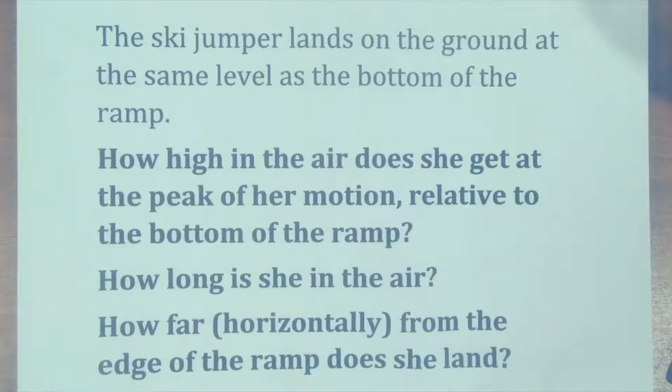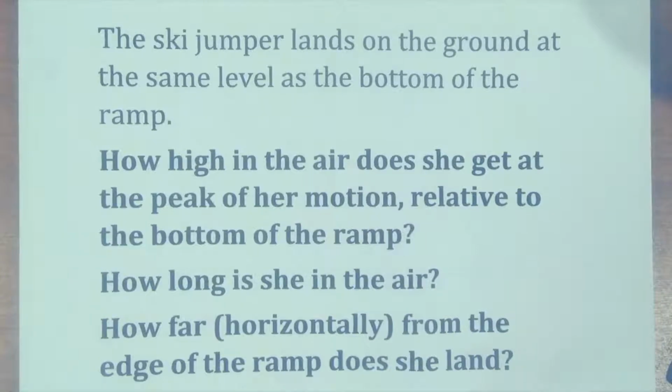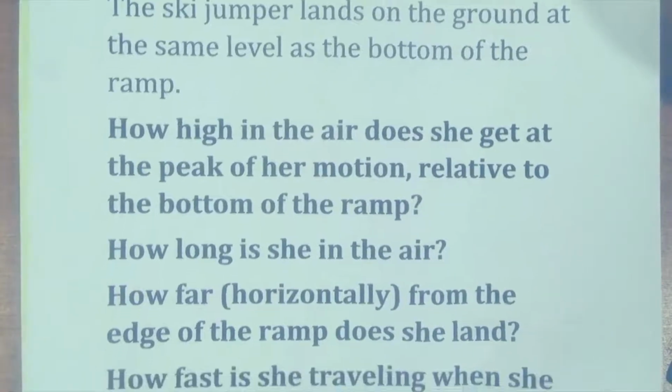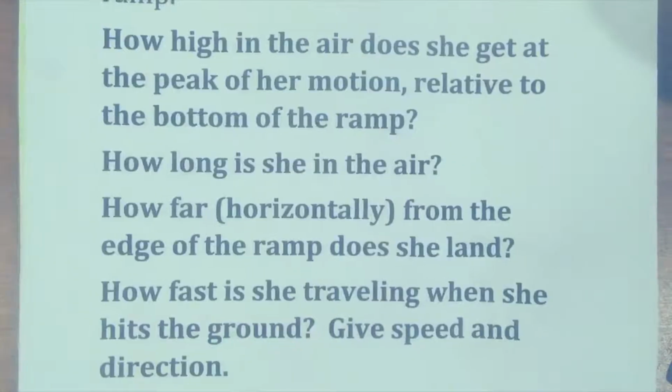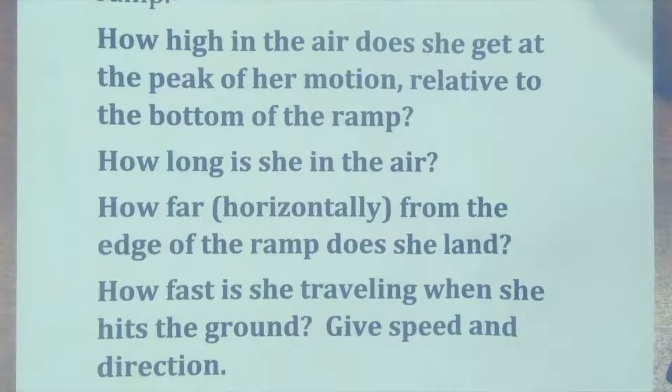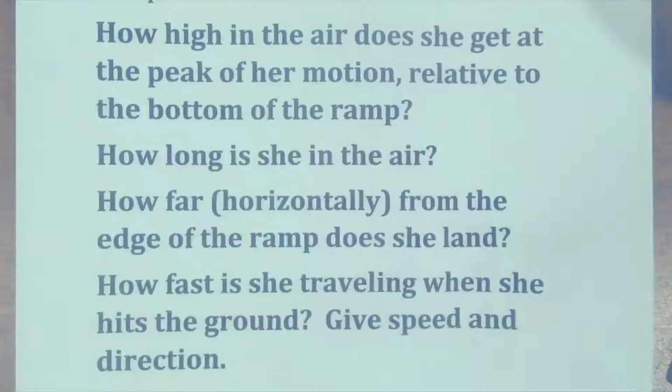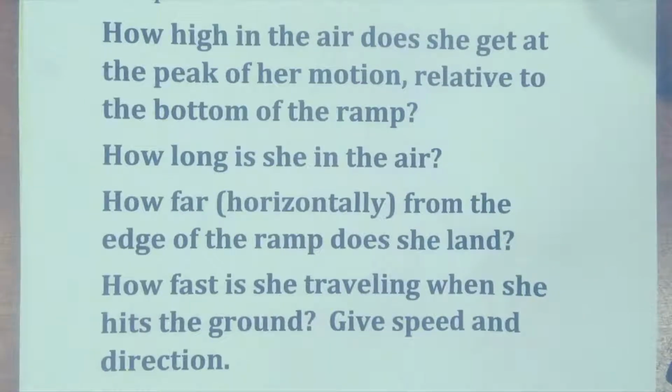The ski jumper in the previous problem lands on the ground at the same level as the bottom of the ramp. And we're asked a number of questions here. How high in the air does she get at the peak of her motion relative to the bottom of the ramp? How long is she in the air? How far horizontally from the edge of the ramp does she land? And how fast is she traveling when she hits the ground? A number of questions that we can ask about this projectile motion, and let's take them one at a time.